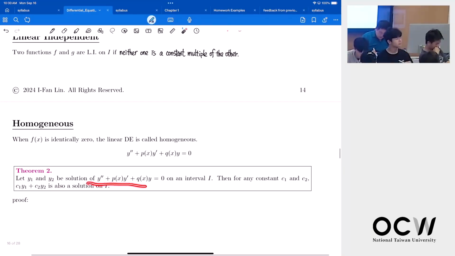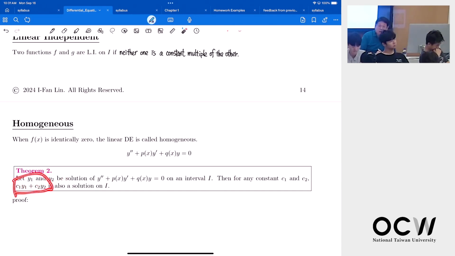For this equation, I have two solutions, y1 and y2. And also the combination of y1 and y2, which means a constant c1 times y1 plus a constant c2 times y2, is also a solution. Okay?